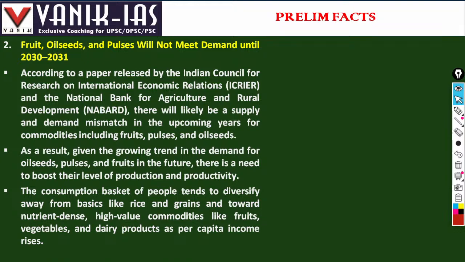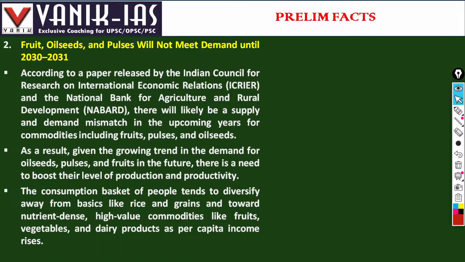The next topic is food grains or food items. Fruits, oilseeds and pulses will not meet demand until 2030-31, according to a paper released by the Indian Council for Research on International Economic Relations and the National Bank for Agriculture and Rural Development. There will likely be a supply and demand mismatch in the upcoming years for commodities including fruits, pulses, and oilseeds. As a result, given the growing trend in demand for oilseeds, pulses, and fruits, there is a need to boost their level of production and productivity.